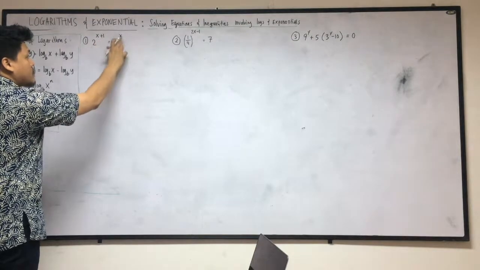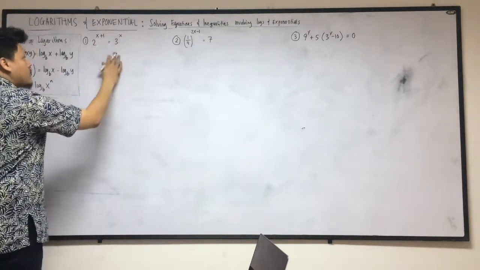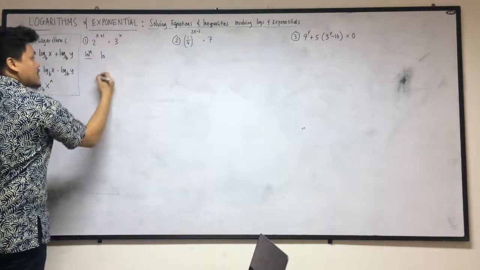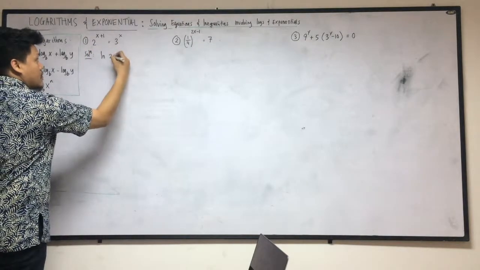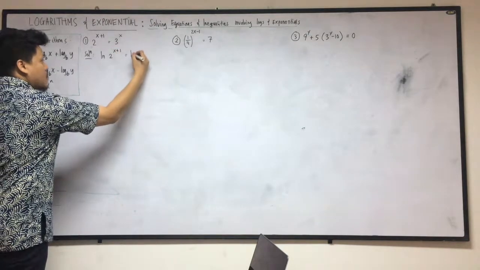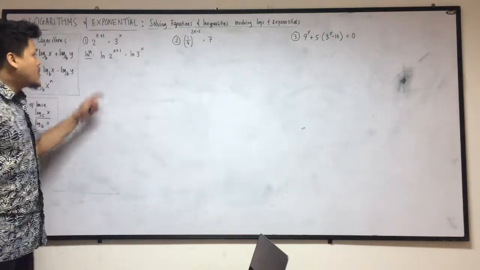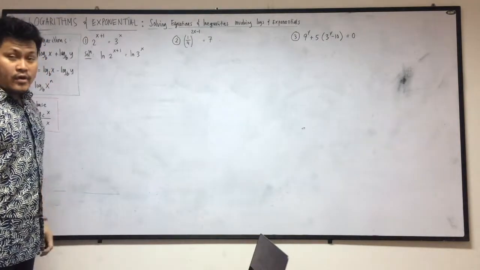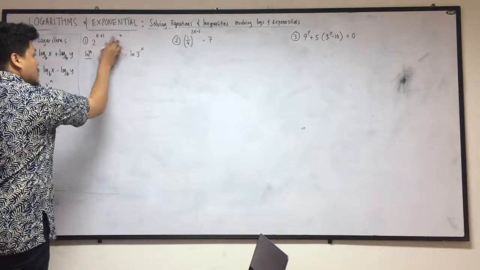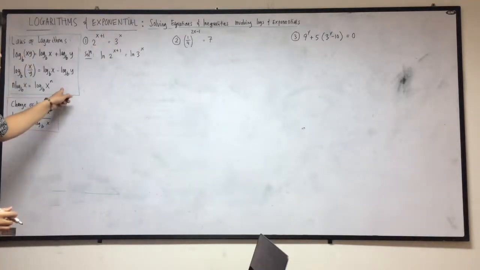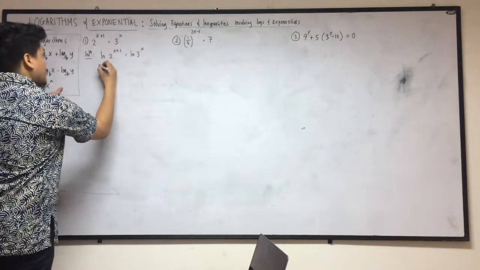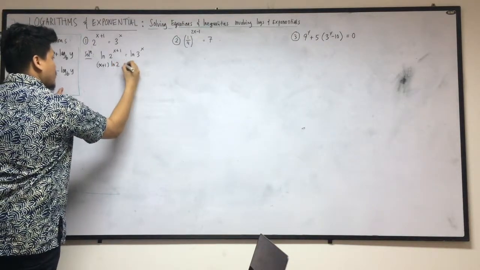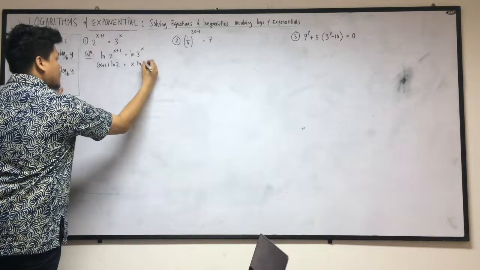2 to the power of x plus 1 equals 3 to the power of x. So how do you solve this? First thing to do is to take the natural log, and you can apply this to both sides of the equation. You apply the natural logs to both sides, and what happens after this? You use the third law, which is to drop the x down here, and so is this one.